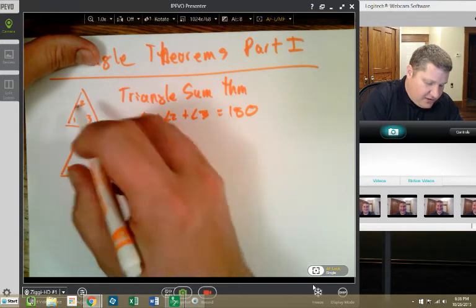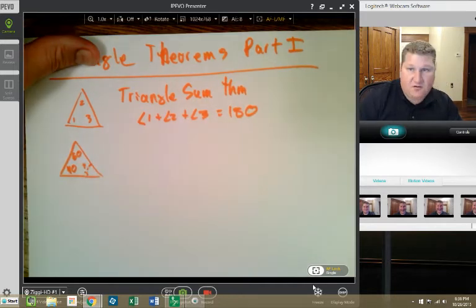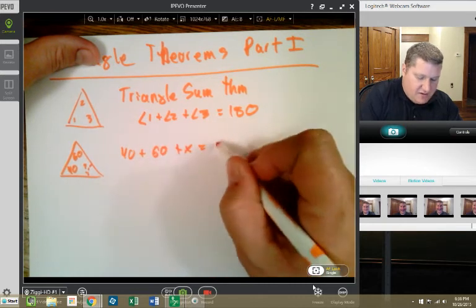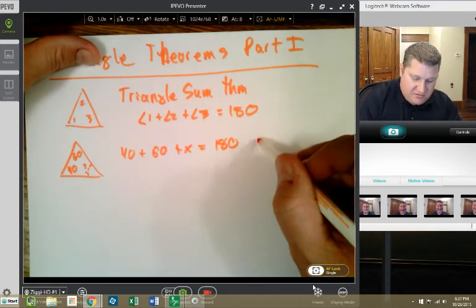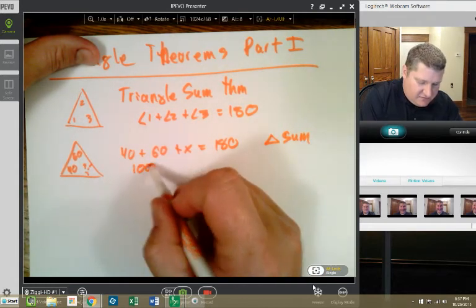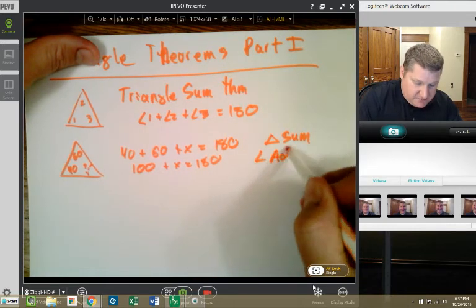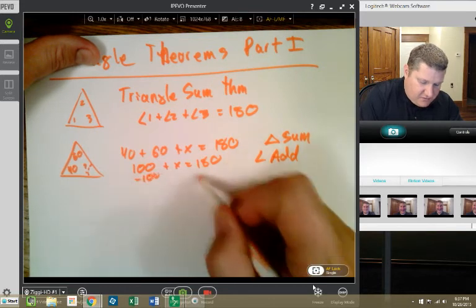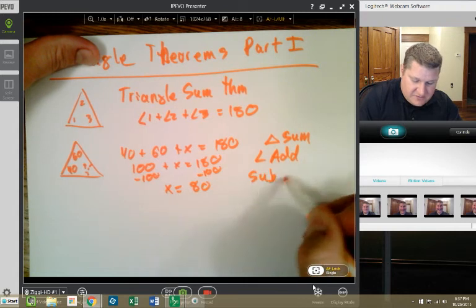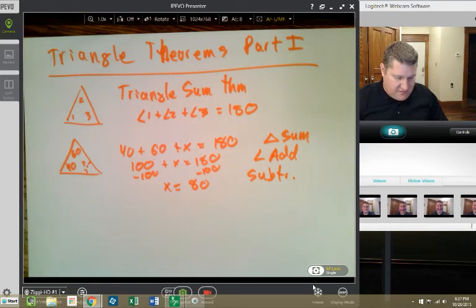I have 40, I have 60, now I need to find this angle over here. What is that angle? Well, we would take 40 plus 60 plus x equals 180 by triangle sum theorem. Then we can say this is 100 plus x equals 180 by angle addition. And then, of course, we could subtract 100 from both sides. X equals 80 by subtraction. And there we go. What we've in essence done is a short proof based on the given information.